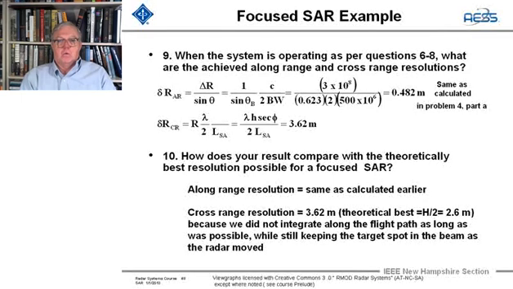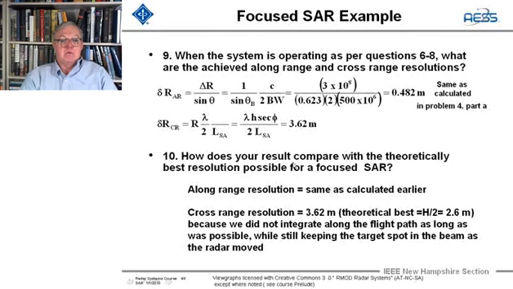And we have only processed the data for 0.8 seconds. So we didn't process as much as we theoretically could have to get better resolution. So you want to put in here the synthetic aperture length to find out our actual cross-range resolution for this radar configuration operating in this mode. We have 0.8 seconds, and that limited the synthetic aperture length. And we get approximately 3.6 meters.